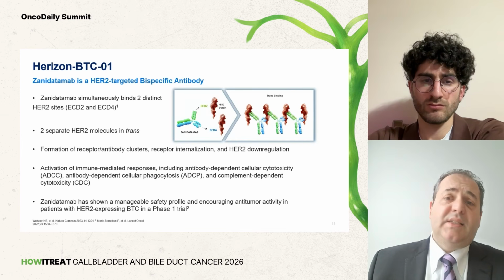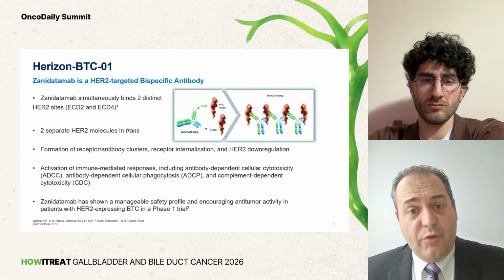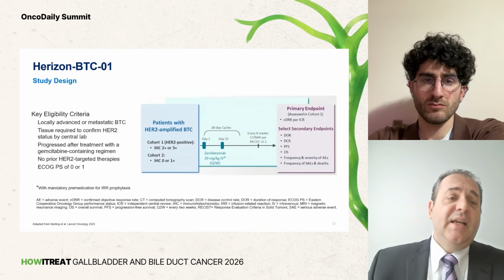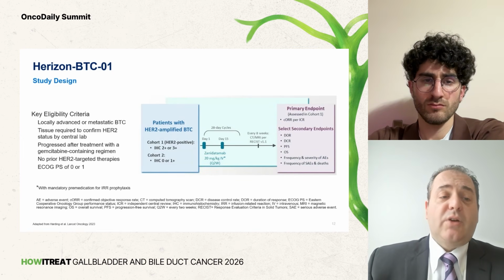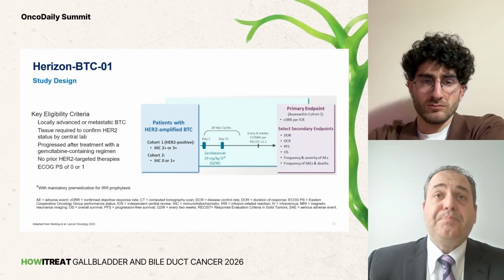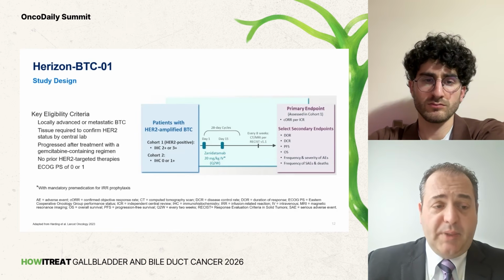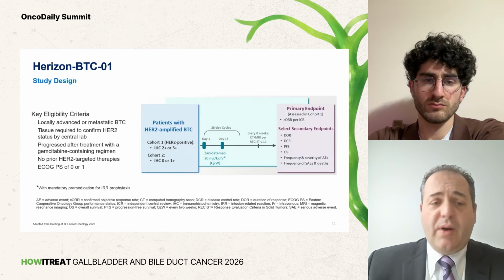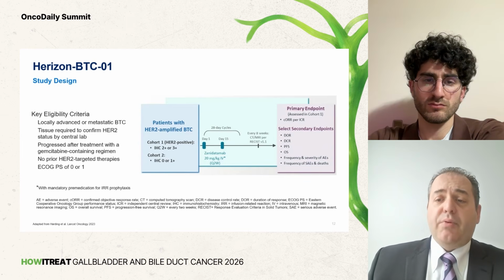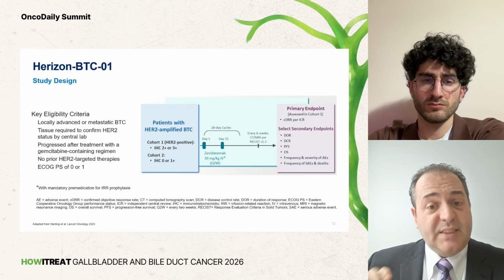In a prior phase 1 study, zanidatamab was assessed as safe and had anti-tumor activity across a variety of tumors, including biliary tract cancers, and this led to the design of HERIZON BTC-01. So this trial enrolled patients with advanced biliary tract cancers, required HER2 confirmation by central lab. They had to have progressed on a prior gemcitabine-based regimen and no prior HER2-targeted therapies, with a primary objective of assessing confirmed objective response rate by an independent central review.